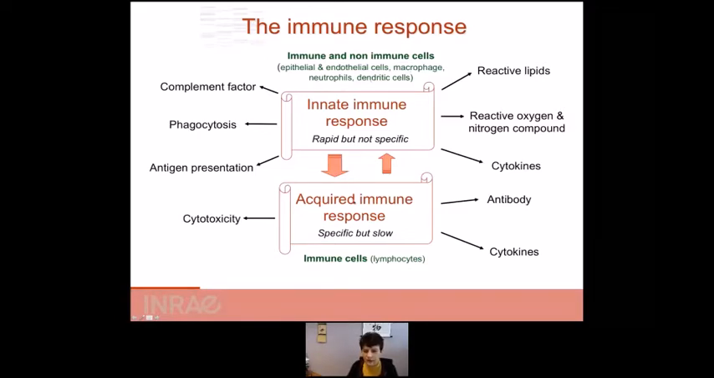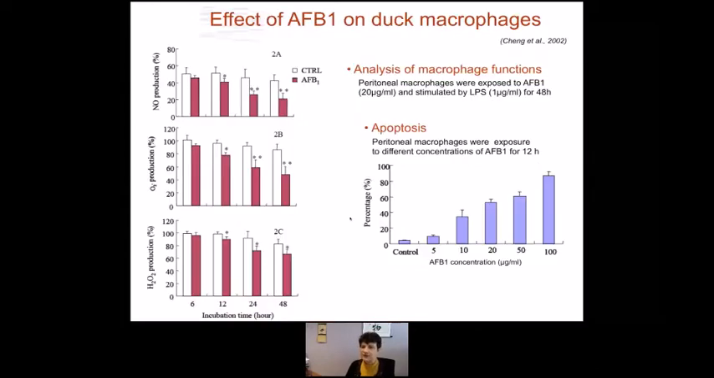Conversely, the acquired immune response is very specific, and it is the type of immune response that you have during vaccination, but it's slow. And the acquired immune response only involves immune cells, especially lymphocytes. So it's not possible during 40 minutes to give you an overview of the effect of all the mycotoxins on all the types of immune response. So I'm just going to give you some examples.